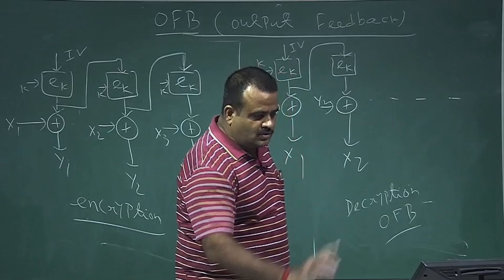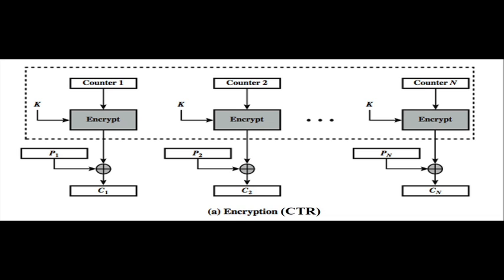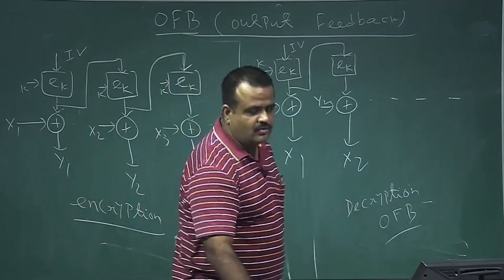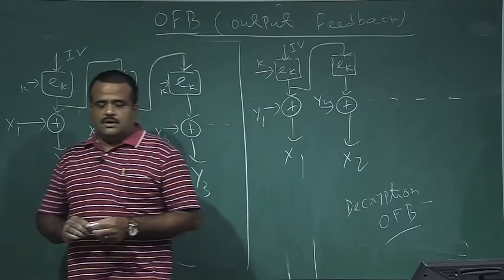Now, for decryption we have to do the reverse. We have given these C1s and we have to get back these P1s. So, we just do the same encryption process and then we XOR with this C1 to get the P1, and this we XOR with C2 to get the P2 like this. So, this is the counter mode of operation. Okay, so thank you.